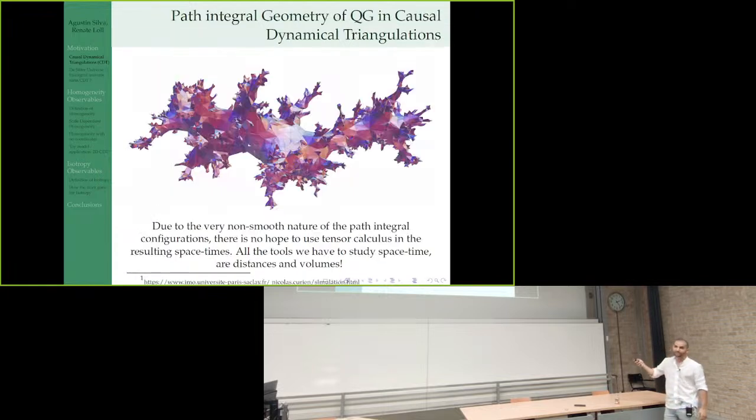Now, the problem is that, again, we don't have coordinates. So there is no tensor calculus in these geometries. And if we want to extract geometrical information about these emergent universes, one has to rely only on two tools that are well-defined in these universes, which are geodesic distances that you can measure in these quantum geometries, and volumes. And nothing else. This is an example of a path integral configuration of a two-dimensional causal dynamical triangulation that you can embed in 3D, so I can show you this beautiful plot.